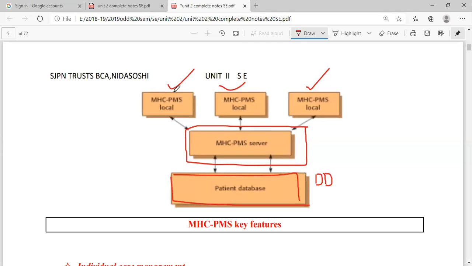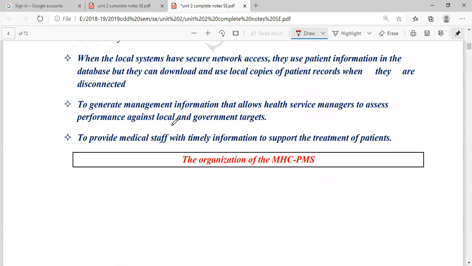So this is our architecture, right? Here we can see that there are 3 clinics, 1, 2, and 3. So now, what is the responsibility of these clinics? Okay, what is the responsibility of these clinics, right? So let us see that.